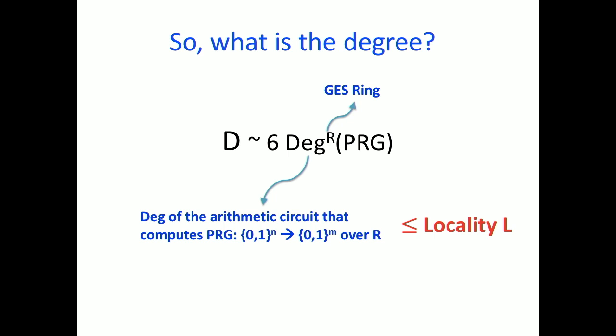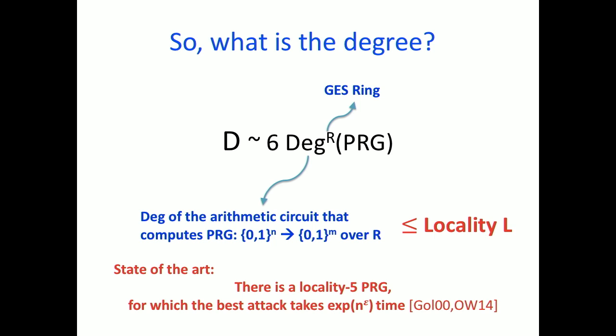So now, what can we plug into it? In the literature, there exists a locality 5 PRG candidate for which the best attack is sub-exponential time. So that allows us to assume that it is sub-exponential time. And if you plug that in, the degree will be roughly 30. It will be a little bit higher than that, but the ballpark is 30.